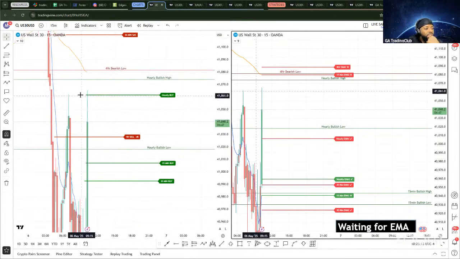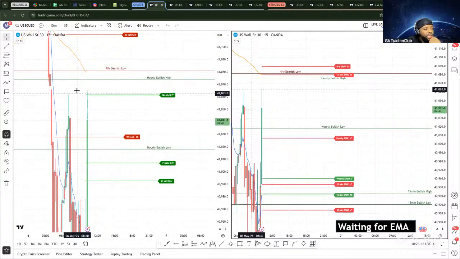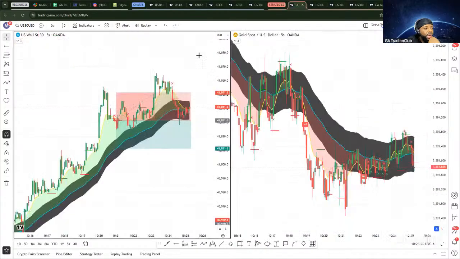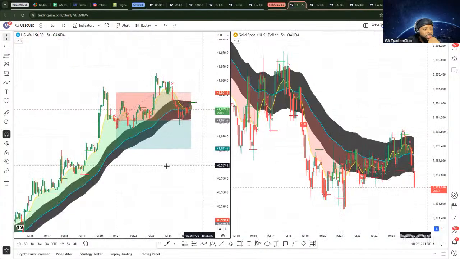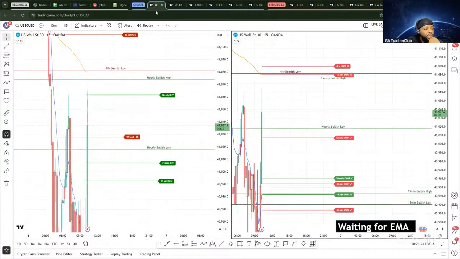And same thing here. So for this hourly buy, it wouldn't even be valid because it did not achieve the 10-point threshold before coming back down here. So same thing for that one. There's nothing.